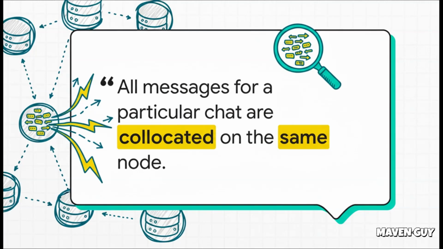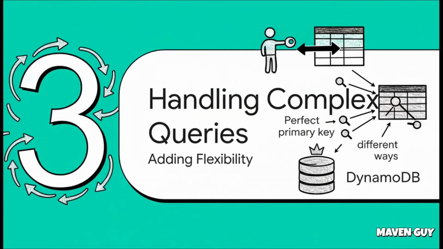They're collocated. This means fetching them is just this lightning-fast operation on a single machine, not some slow scatter-gather mission across the whole fleet. When you say collocation, you're signaling to your interviewer that you understand how the data is physically laid out. And trust me, that is a huge plus. So designing your primary key around your main access pattern is awesome for performance.